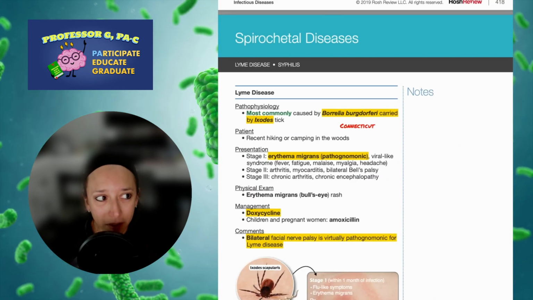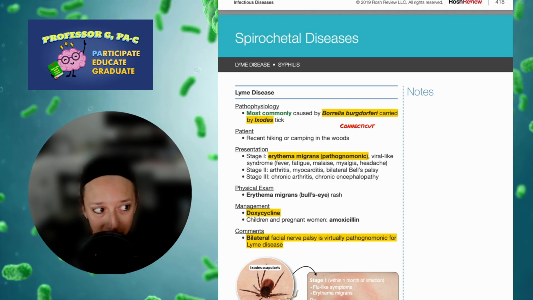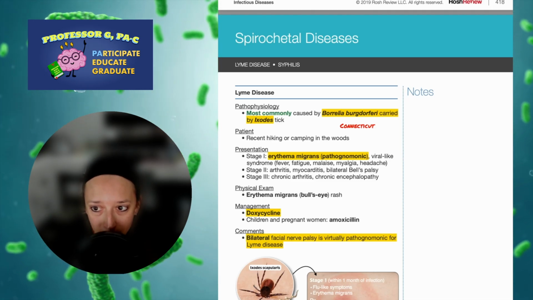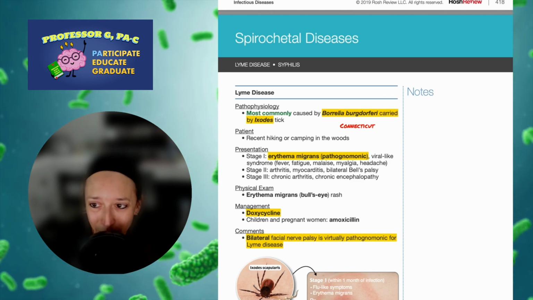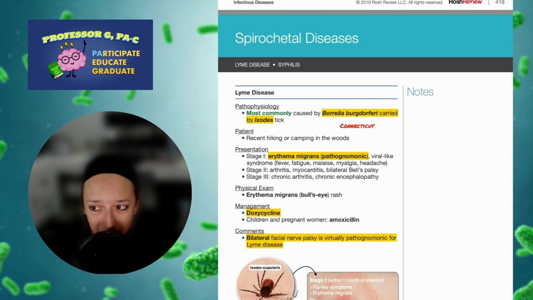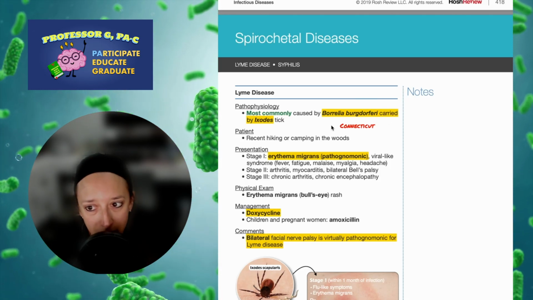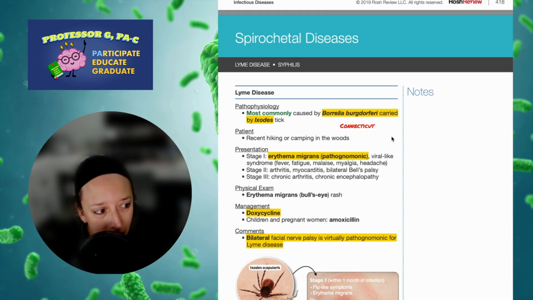Next up, we have spirochetes. Spirochetes include Lyme disease and syphilis. Let's start off with Lyme disease. Lyme disease is caused by Borrelia burgdorferi, and that's a funny name, but I always seem to remember it. It's transmitted via the Ixodes ticks, and it's commonly found in the northeast and upper Midwest of the U.S., especially Connecticut for some reason.